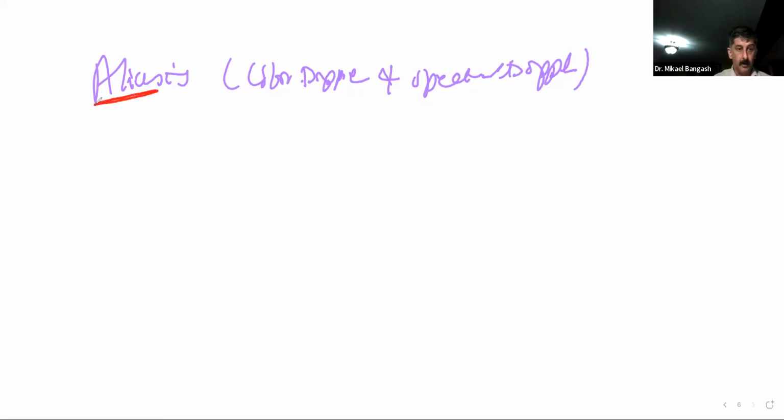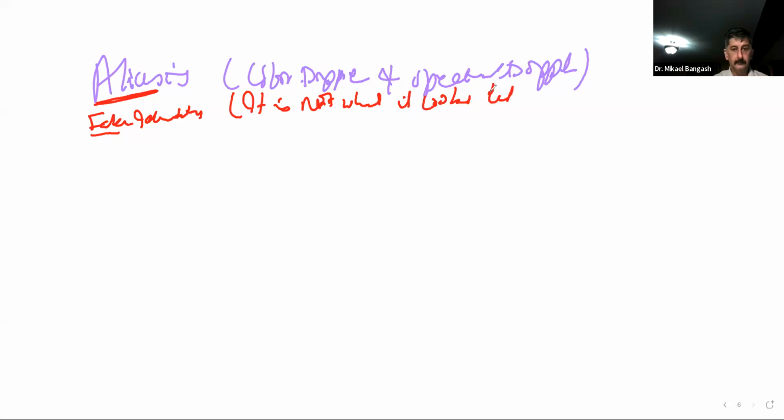An alias, we said, is a fake identity. Something fake identifies itself as something it is not, and that is what we call aliasing. It is not what it looks like.